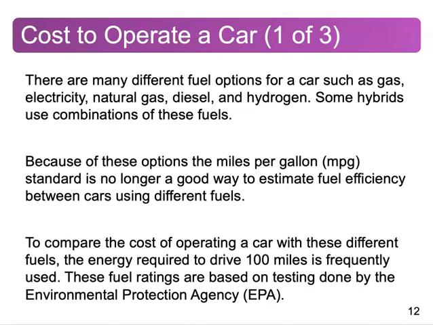Because of all of these different options, fuel efficiency is now a much more complicated thing to think about. Miles per gallon, that used to be the standard, really isn't the same term. It's not as valuable as it used to be. So what we can actually do now is the EPA has these fuel ratings, and it is looking at the energy required to drive 100 miles. And that just gives us a little bit more of a standard way to make comparisons with cars.